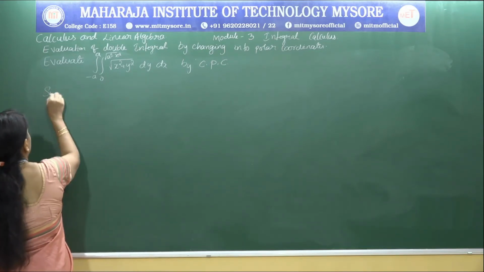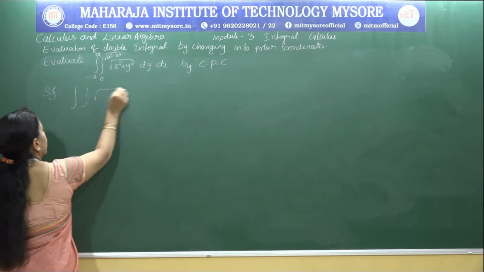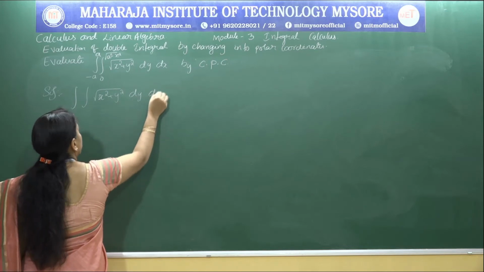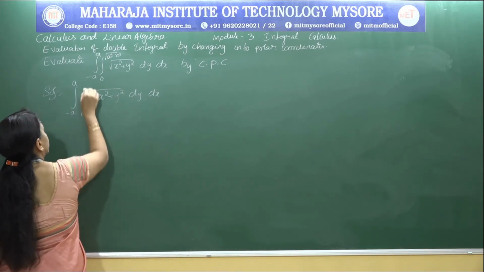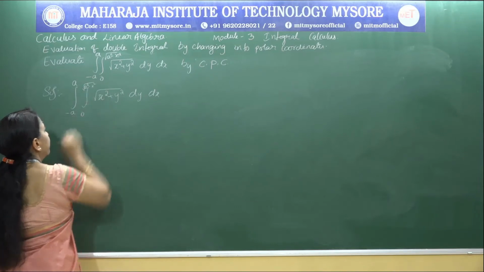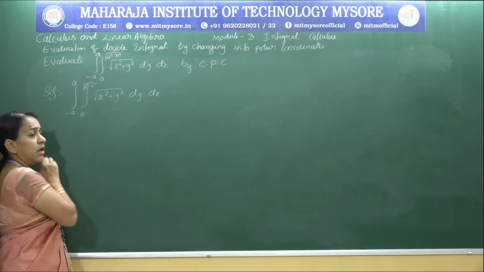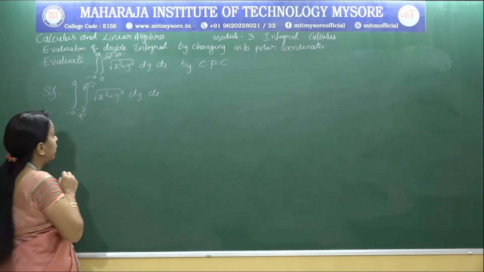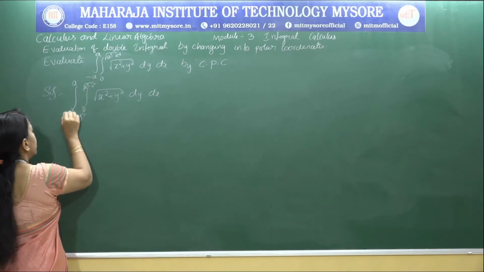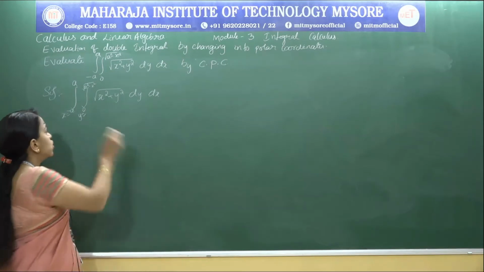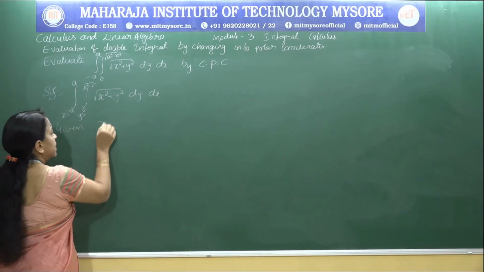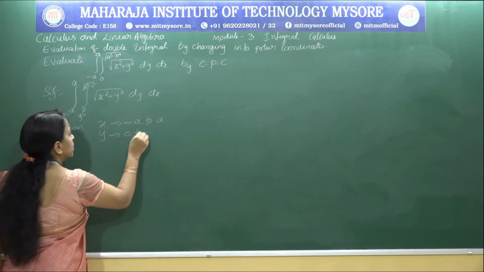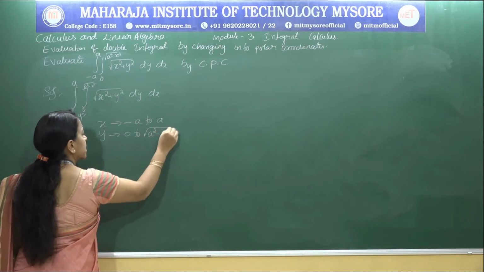So, consider the given double integral of root of x square plus y square dy dx between the limits minus a to a and 0 to root of a square minus x square. Since I have x in the limit place, of course, y varies from 0 to root of a square minus x square, and then x varies from minus a to a. So the given limits are x varies from minus a to a and y varies from 0 to root of a square minus x square.